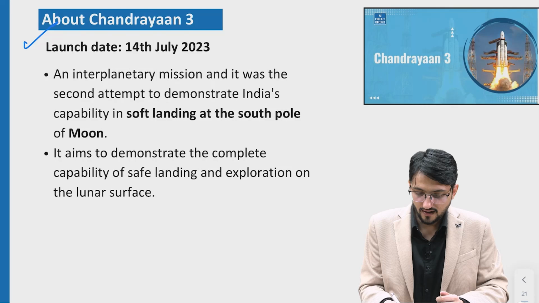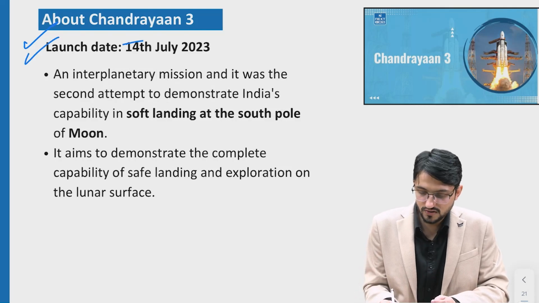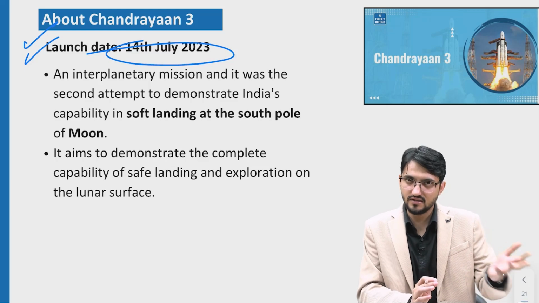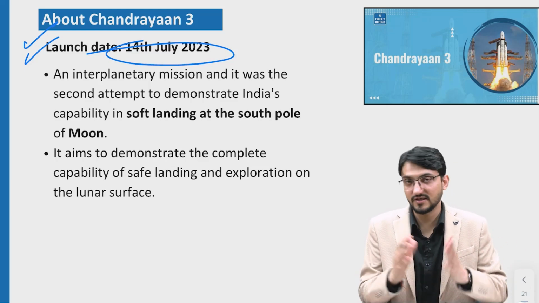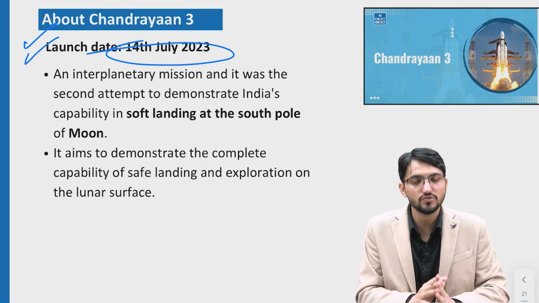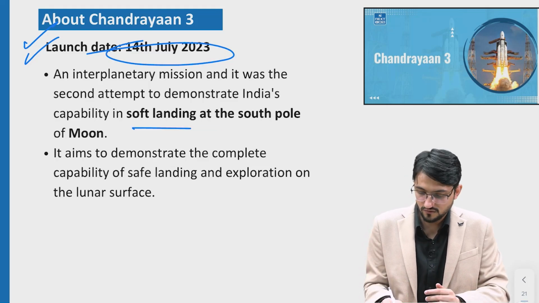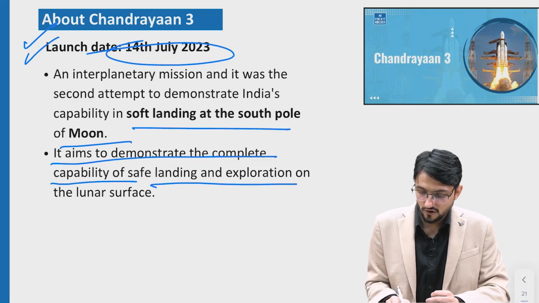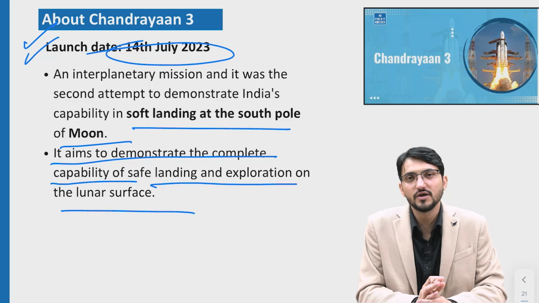About Chandrayaan-3, it was launched on 14 July 2023. Earlier Chandrayaan-2 failed, but Chandrayaan-3 became the first ever interplanetary mission to make a soft landing on the Moon's south pole, and it aims to demonstrate the capacity of safe landing and exploration on the Moon surface.